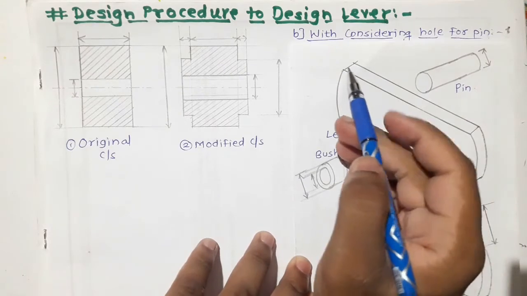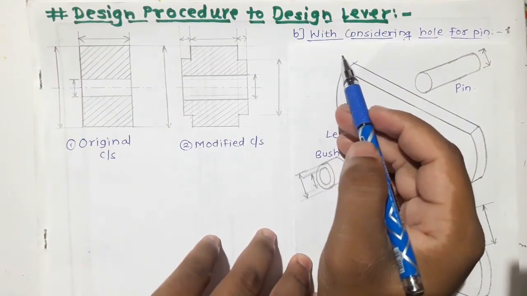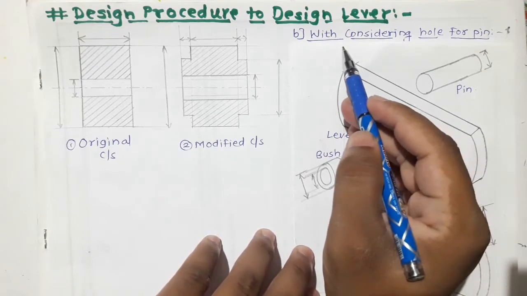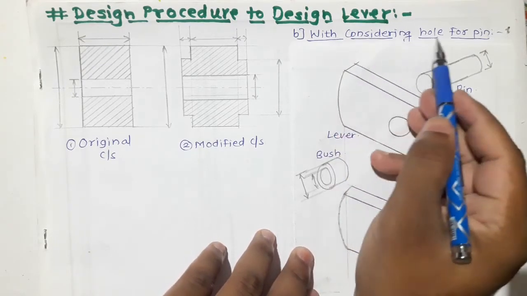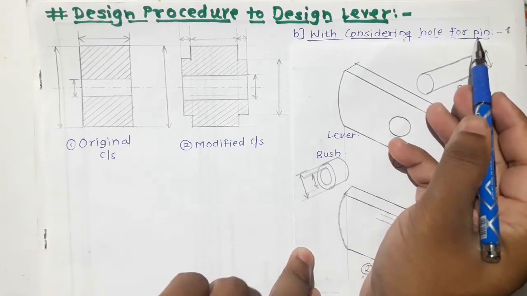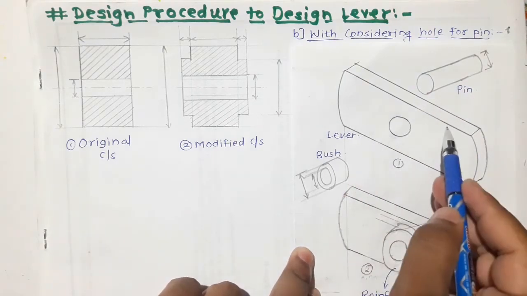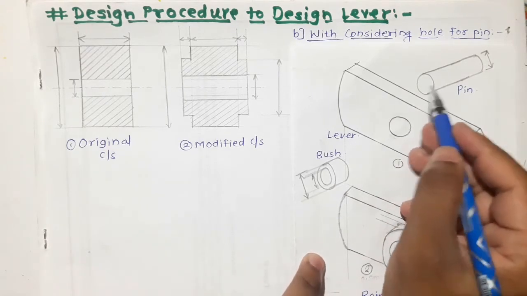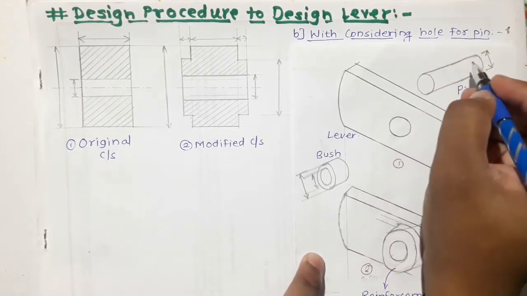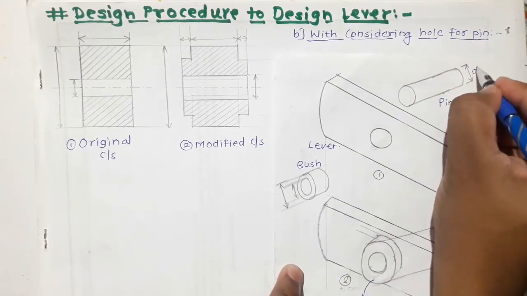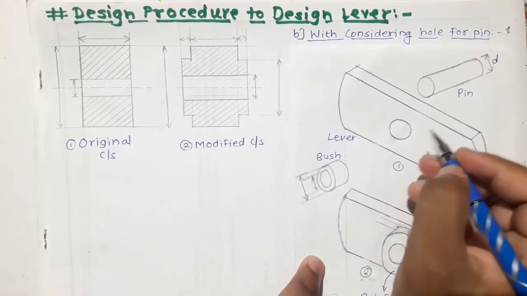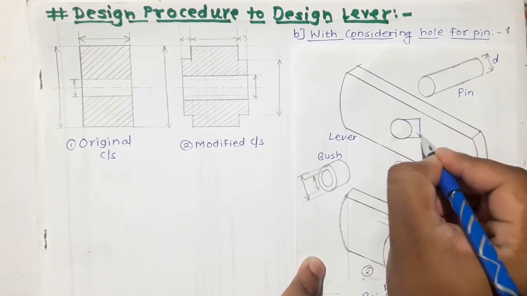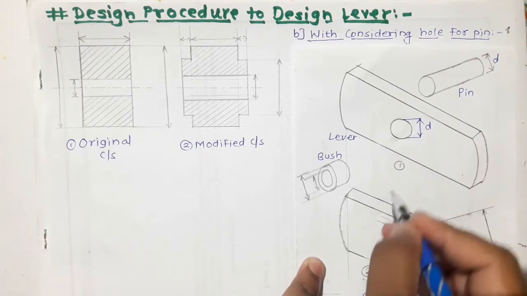Now consider the second substep. In this second substep, we have to design the lever arm cross section by considering the hole for pin. That's why I have written here: with considering hole for pin, we have to design the lever. Now this is a lever, and in this lever we have to drill a hole to insert this pin. The diameter of this pin is d that we have considered, so we have to drill a hole in this lever of diameter d.